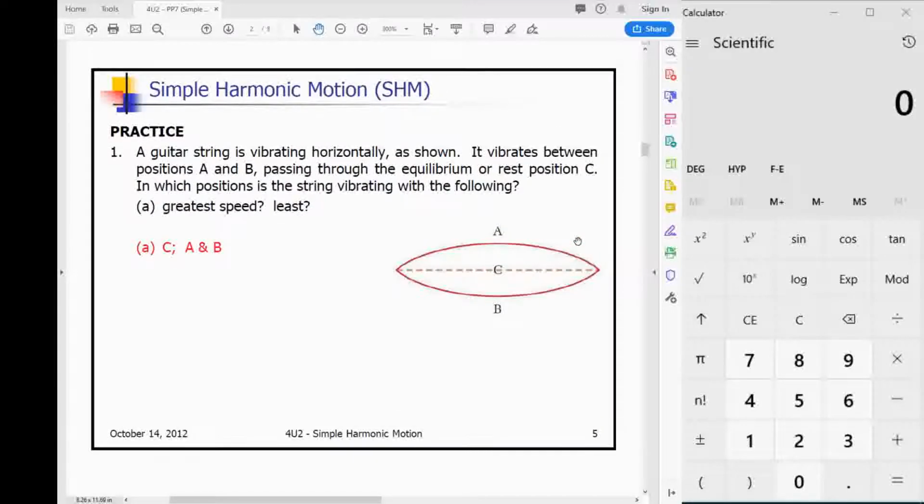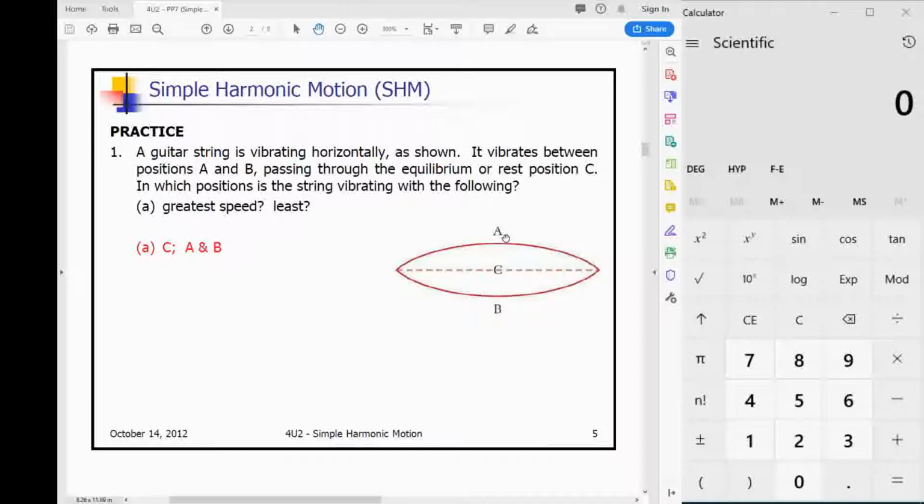So let's look at a vibrating guitar string. At what times would this string be vibrating with the greatest speed, and at what times would it be at the least speed? Or rather, when is it moving the fastest, and when is it moving the slowest?